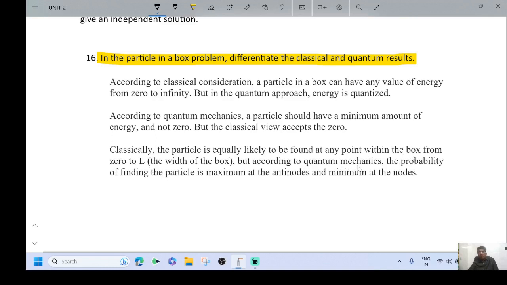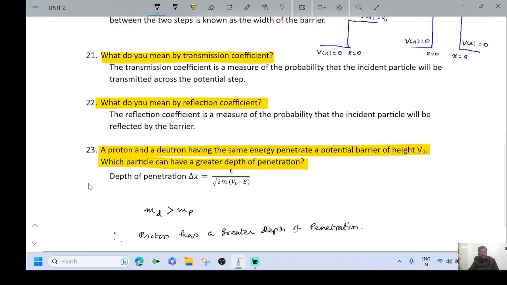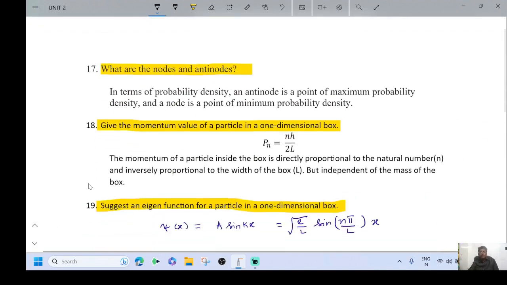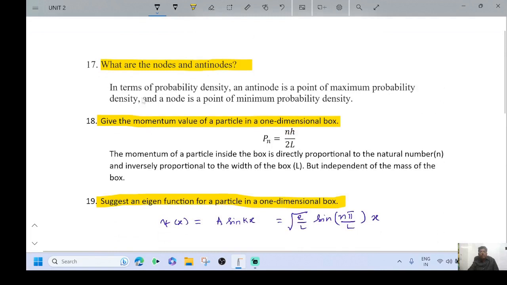Classically, the particle is equally likely to be found at any point within the box from 0 to L. But according to quantum mechanics, the probability of finding the particle is maximum at the antinodes and minimum at the nodes. Now, what are nodes and antinodes? In terms of probability density, an antinode is a point of maximum probability density, and a node is a point of minimum probability density.